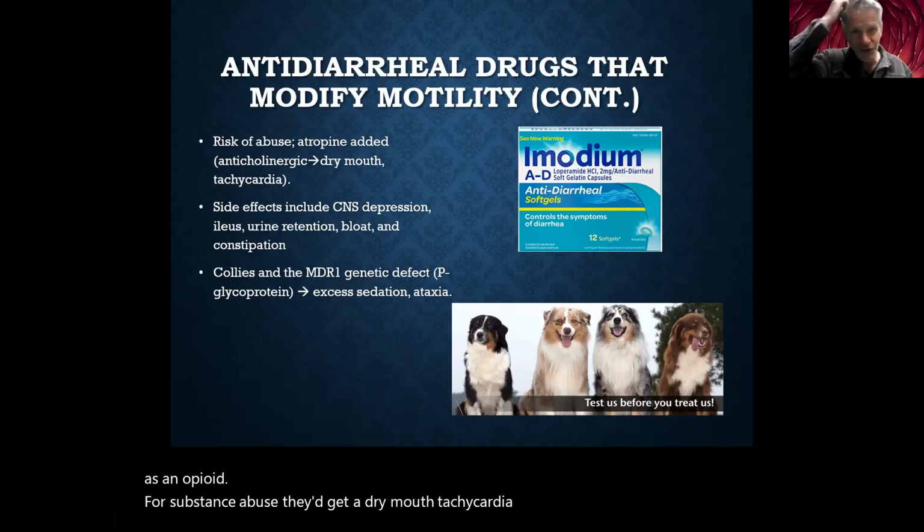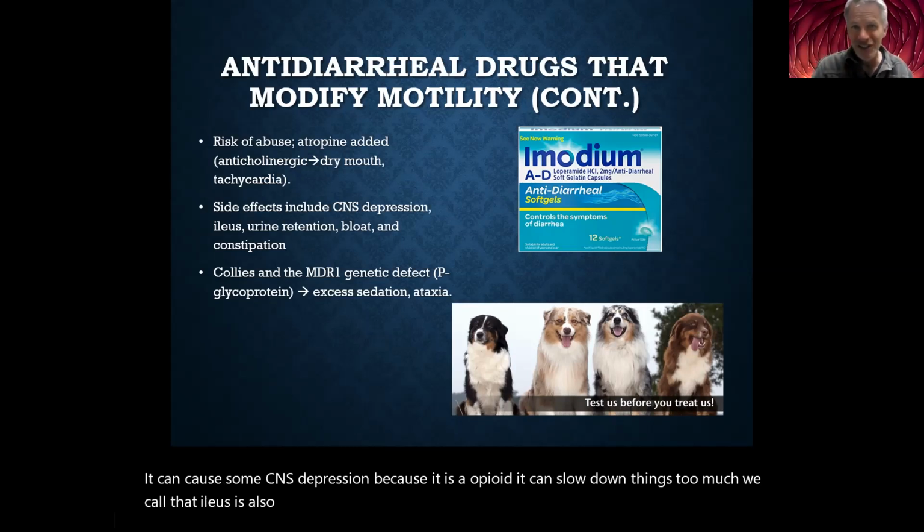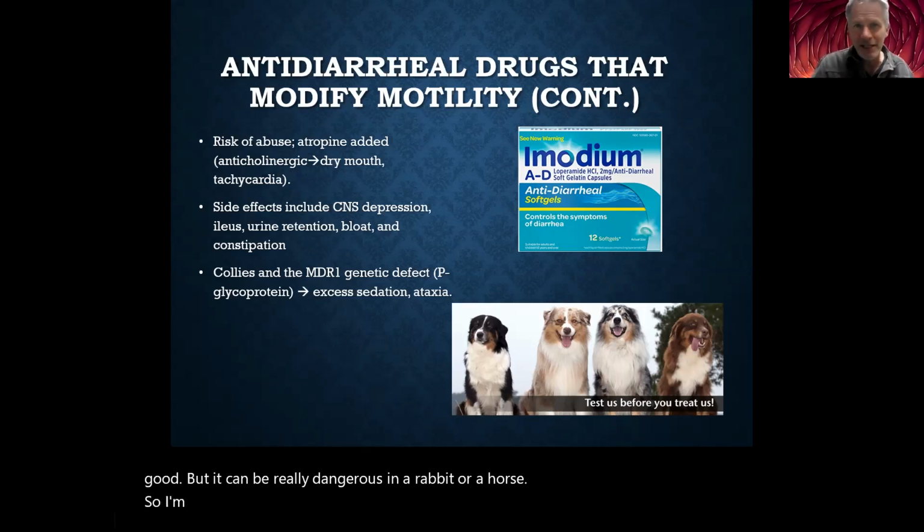It can cause some CNS depression because it is an opioid. It can slow down things too much. We call that ileus. Ileus is also called gastrointestinal stasis. May not be a bad thing in you and me, it's not good, but it can be really dangerous in a rabbit or a horse. So bloating, constipation, right? Just what you'd expect if you're slowing down the motility.